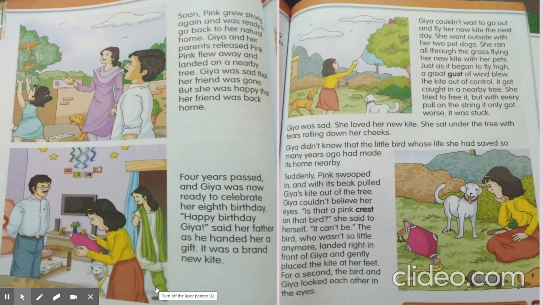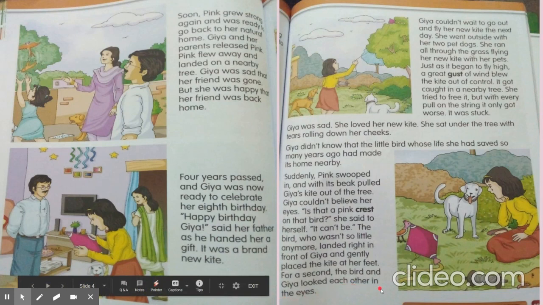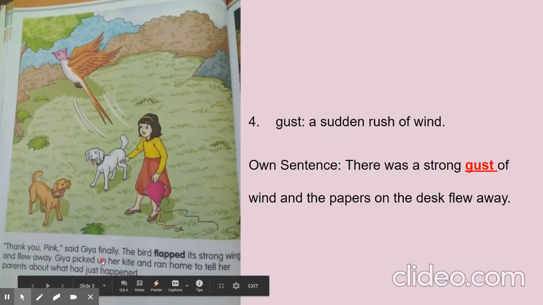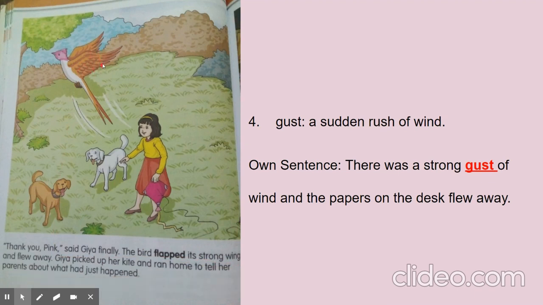For a second, the bird and Gia looked each other in the eyes. So when Pink placed the kite next to Gia, they both saw each other. Turn to the page, children. Thank you, Pink, said Gia finally. The bird flapped its strong wings and flew away. If you see here, the bird is flapping its wings and it flew away. And Gia and the dogs were watching Pink.